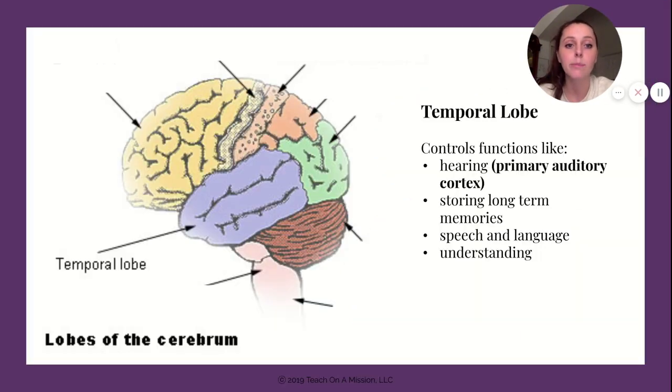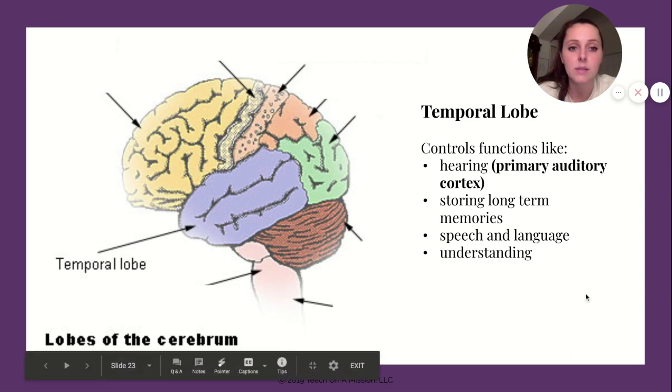Moving right along to our temporal lobes, let's talk about some of the functions that happen here. So our primary auditory cortex is going to be located in our temporal lobe. So this is where hearing happens. This is what allows you to make sense of what you're hearing. Our storing of long memories happens in our temporal lobes, as well as speech and language. We're going to talk about 2 areas dedicated to those, and our ability to understand. Big one though, make sure you know hearing, all of the hearing processing is going to come from the temporal lobe.